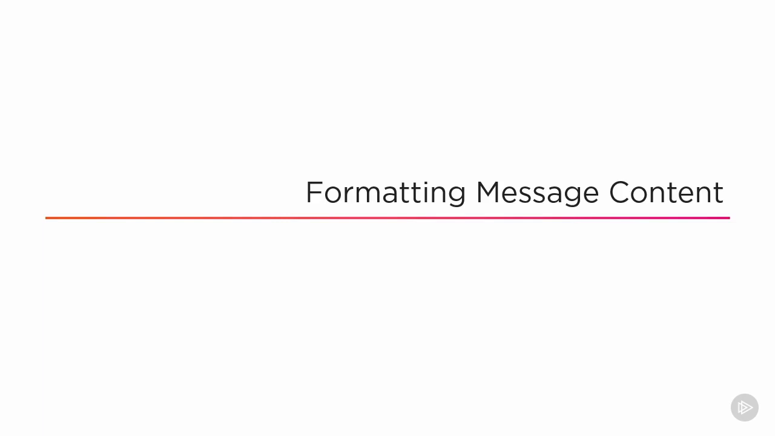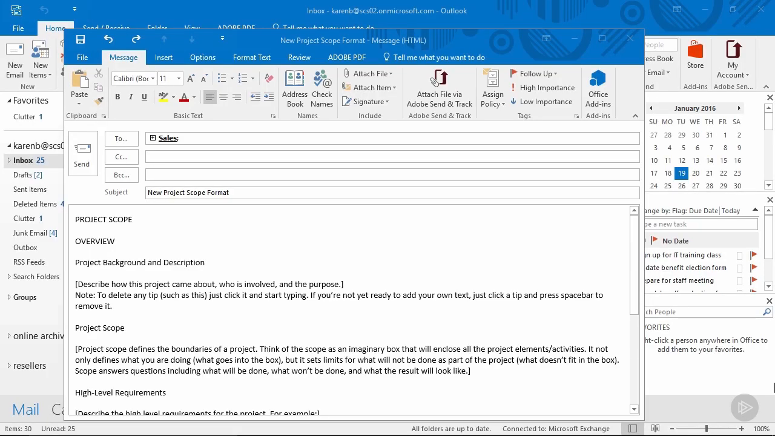In this clip, I'd like to show you how to format your message content to make it look a little bit more interesting. In this example, the company is introducing a new project scope format. Now I pasted that format into the message, but it looks a little bit bland and I want to make it a little bit more interesting.